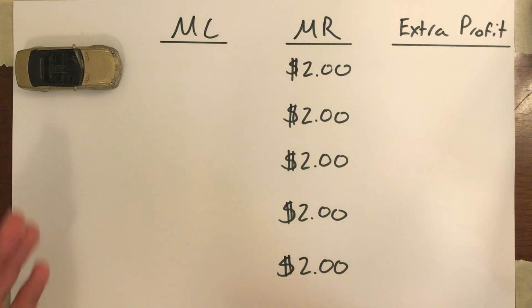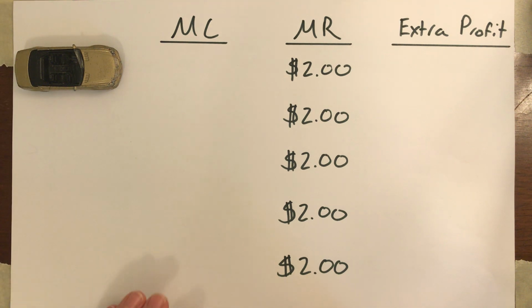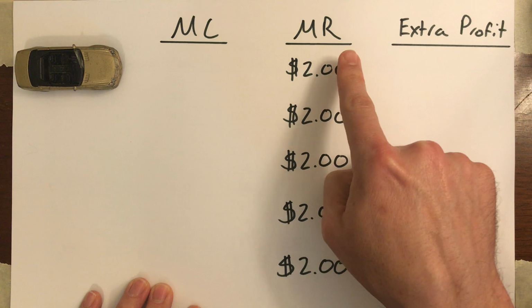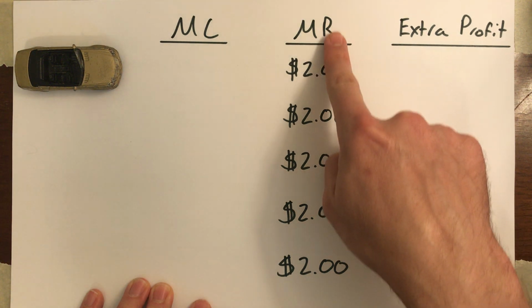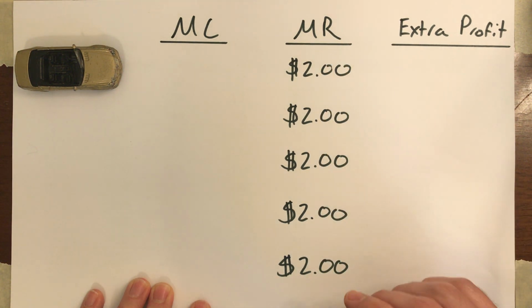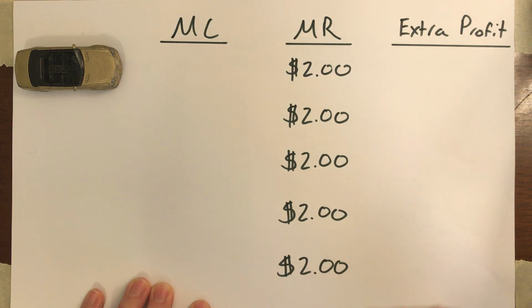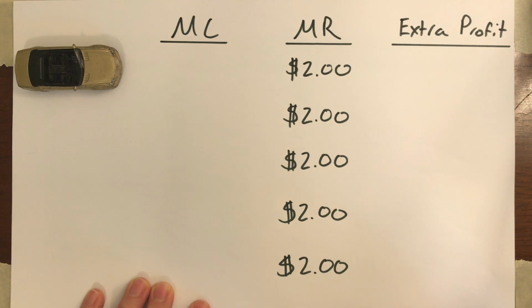So what I'm going to do is talk about producing a particular car. We're going to look at the marginal cost of producing that car, compare that to the marginal revenue, and think about how much extra profit the firm is earning. Now, with the marginal revenue, remember we're sticking with the idea that you're in a competitive market, so there's just one price for every unit that you sell. And so that price is your marginal revenue on every unit.